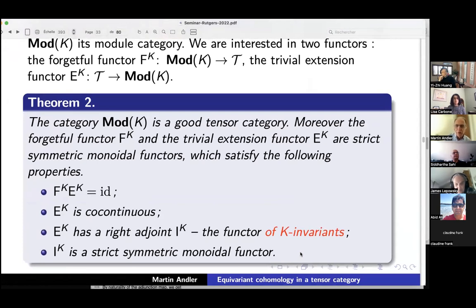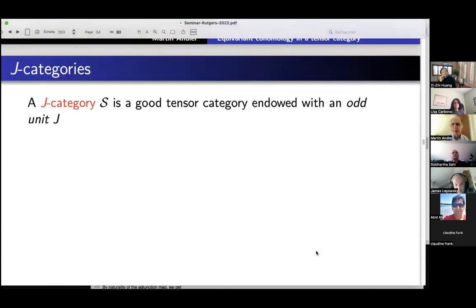And the functor of K-invariance, IK, is itself a strict symmetric monoidal functor. So this is our second theorem, a very abstract theorem that we're going to use later. Okay, so as I said, the context that we want to work in should include some super mathematical aspect.